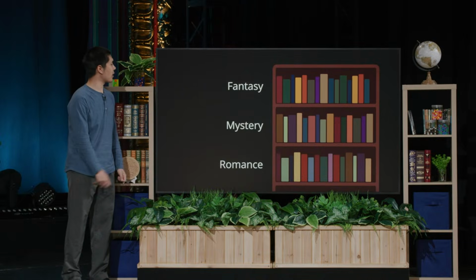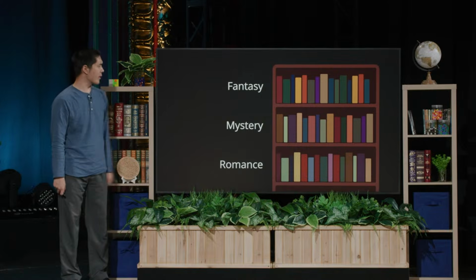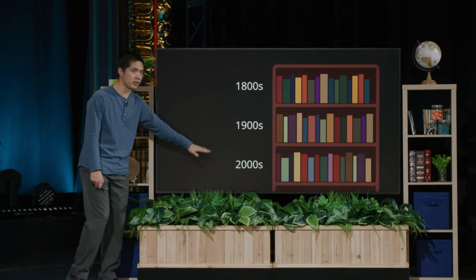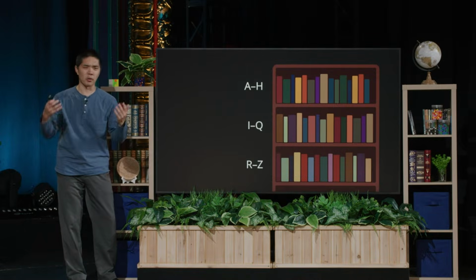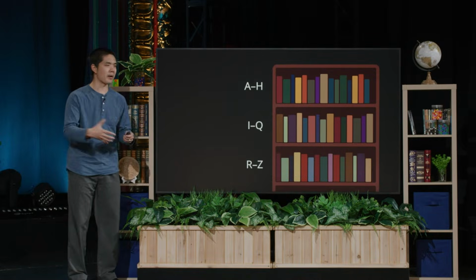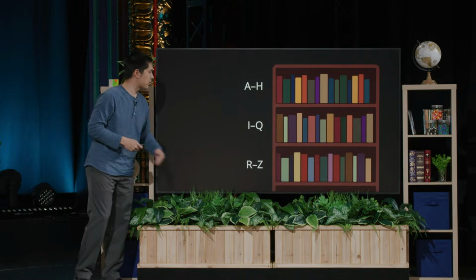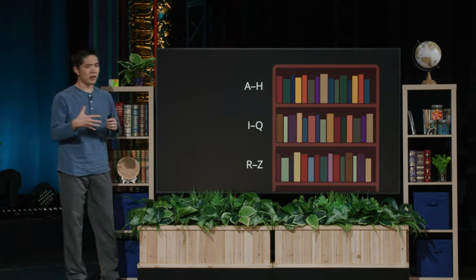Or alternatively, maybe I organize books based on when they were published. Books from the 1800s could go in one place, and the 1900s and the 2000s. Or maybe I'm going to group books by their author or by the title, the first letter of the author or title, for example, where different letters of the alphabet get grouped in different ways. So there are lots of different ways to do this kind of clustering.